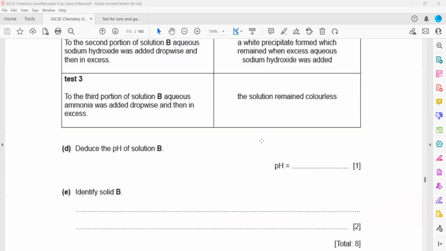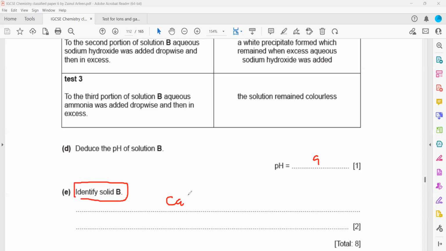So deduce the pH of a solution. What can we say about the pH of a solution? 8 or 9 or 10, because it's a weak alkali. And identify the solid. So we identify that calcium is there, and we identify that alkaline hydroxide is there. Yeah, it is fine. 11 is also correct. 12, 13, 14 are strong.